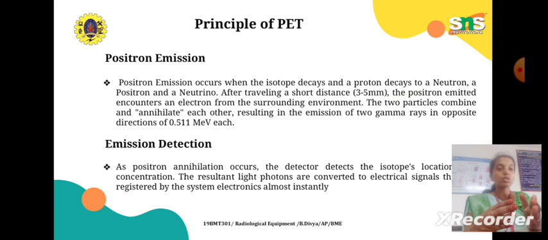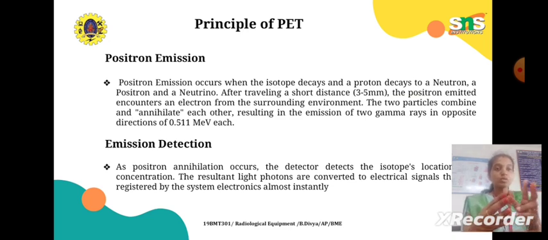After traveling a short distance of up to 3 to 5 millimeters, the emitted positron encounters an electron from the surrounding environment. The positron will find an electron in the surroundings. The two particles combine and annihilate each other, resulting in the emission of two gamma rays in opposite directions.